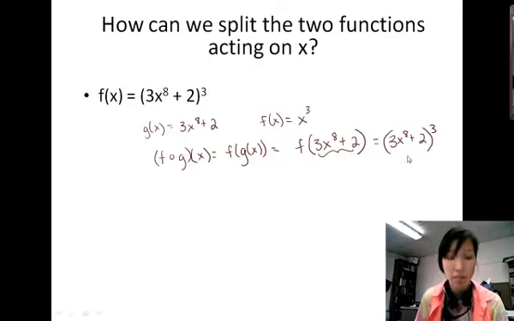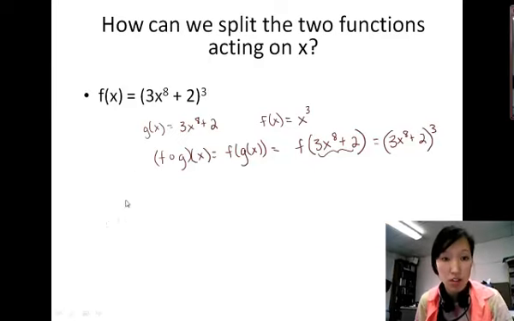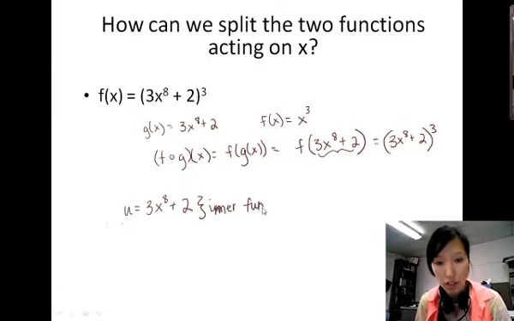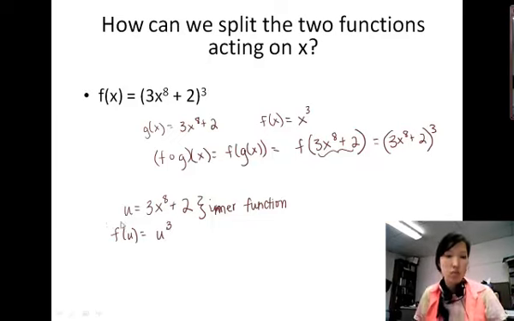Right, so there we have it. Another notation that we use is the letter u, and we would say u is equal to 3x to the 8th plus 2, and this is just once again saying that this is the inner function. We use u to notate the inner function. Then we would say f of u would be equal to u cubed. So we're just saying take your inner function and cube it. What is your inner function? Well, u is equal to 3x to the 8th plus 2.